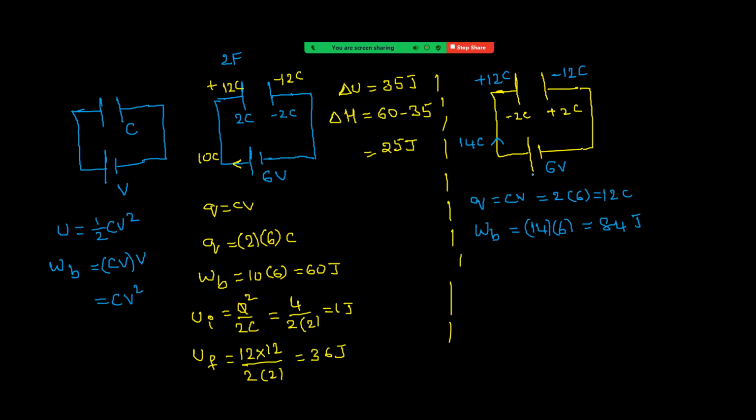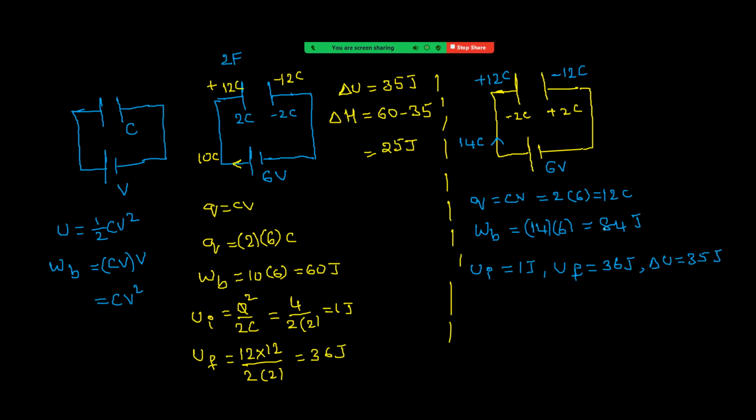And see carefully once again. Initially the energy was the same, right? No change in that, Q square by 2C, so 1 joule. Finally how much? Again Q square by 2C, 36 joule. Finally 36 joule. That means how much it has gained, delta U? It is 35 joule, right?